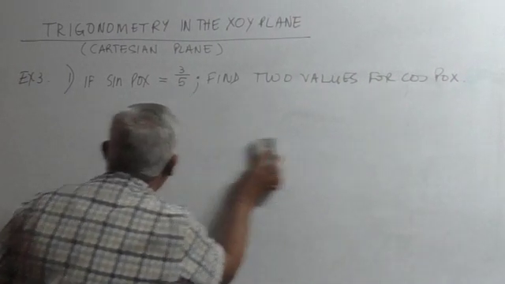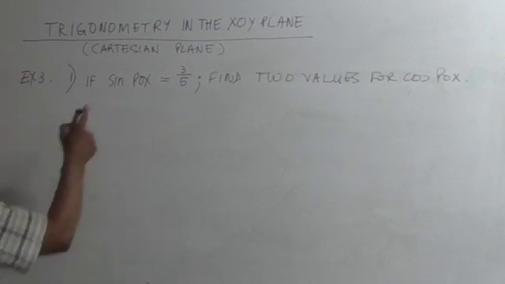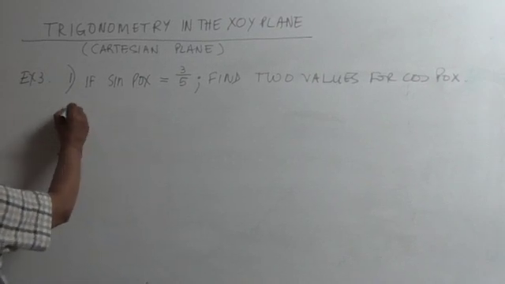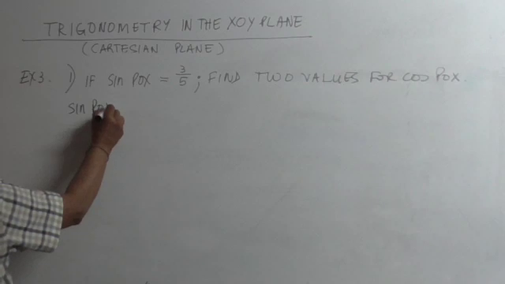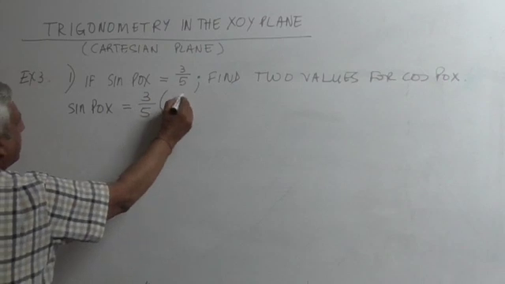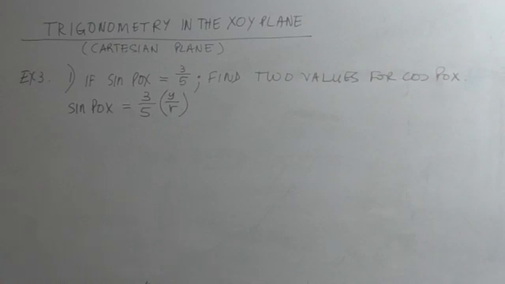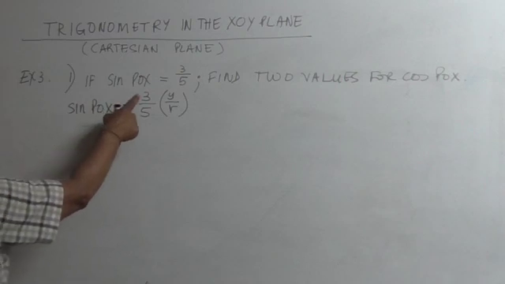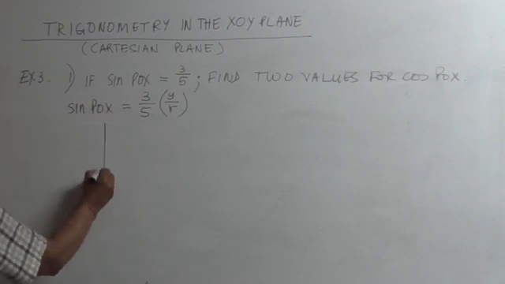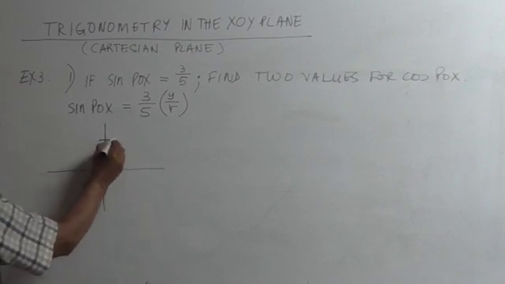Right, now, they are saying find two values for P of x. Well, firstly, sine P of x is 3 over 5. Let's analyze this. Because they're saying P of x, sine P of x, that means they're working in a Cartesian plane. So that means that sine is y over r. So it's y over r. Now, y is positive. Now, if you see that, if I draw the Cartesian plane, and there's y, it is 3.